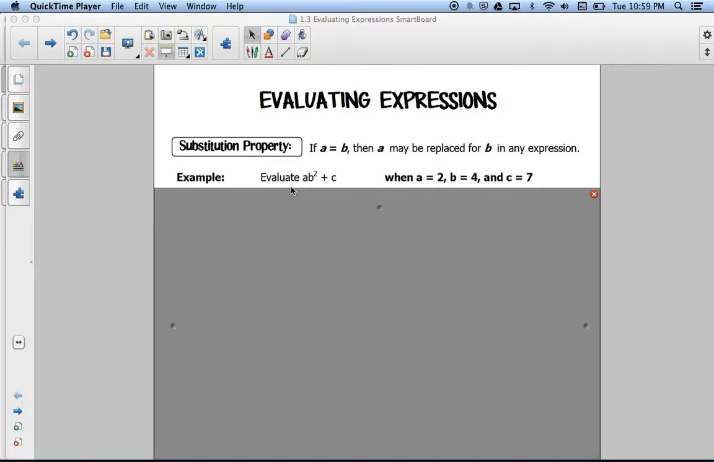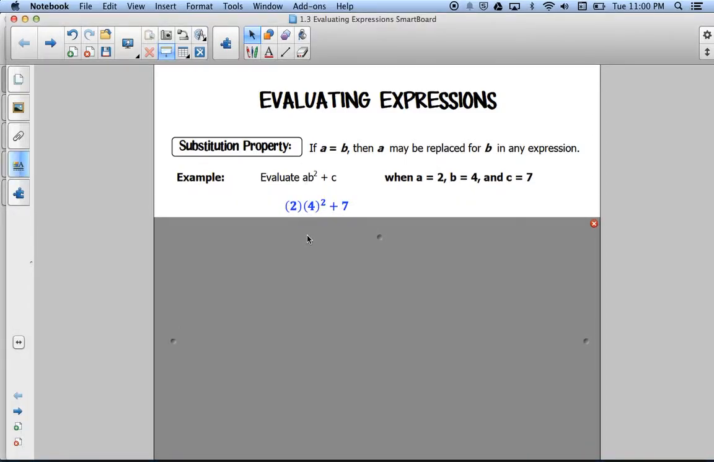Evaluate AB squared plus C, where A equals 2, B equals 4, and C equals 7. What we'll do is use the substitution property to go from left to right, replacing each variable with the numerical value that it's equal to. So A is equal to 2, B is equal to 4, and C is equal to 7. In this product, and with this exponent, you'll notice that I've put each variable in parentheses.